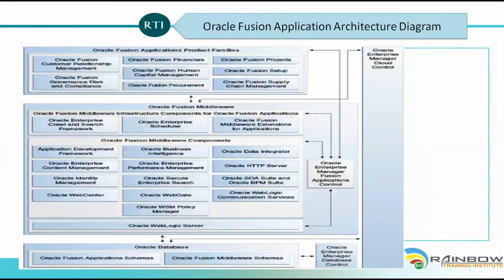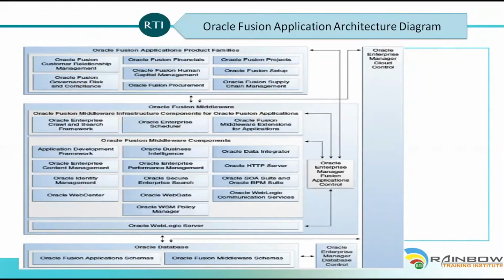And this is the Oracle Fusion application architecture diagram. This is a high-level diagram of the Fusion application. At the top end, we have the product families. We have different product families like Oracle Fusion customer relationship management (CRM), financials, and projects.